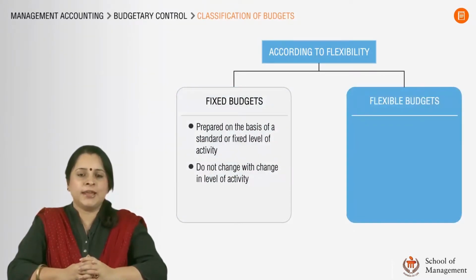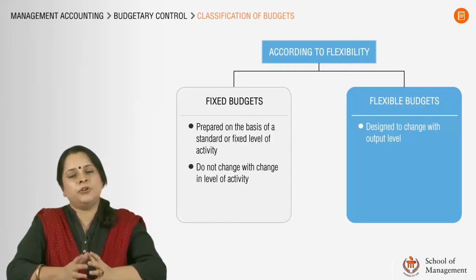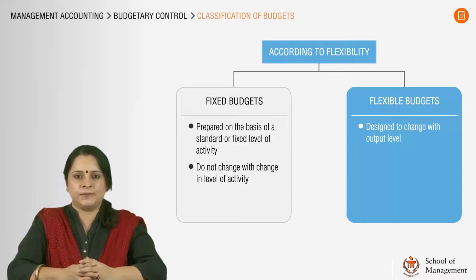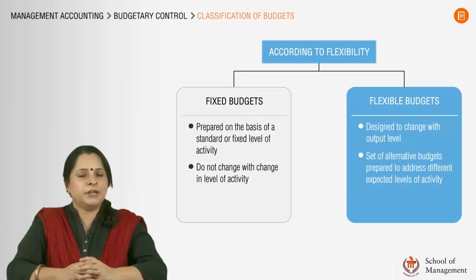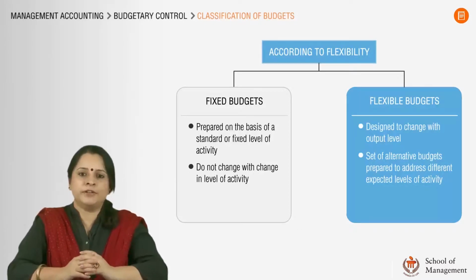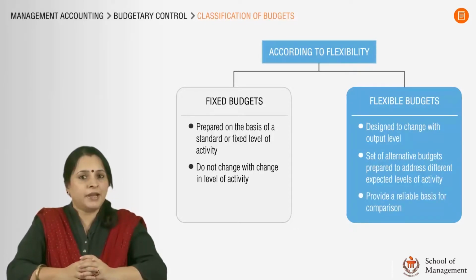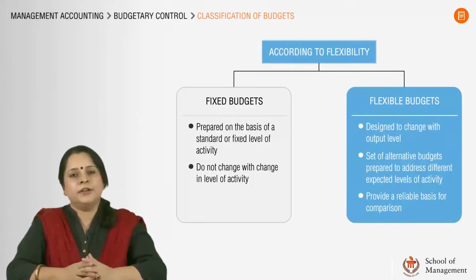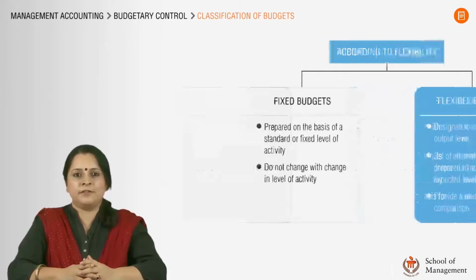Flexible budgets, on the other hand, are budgets that are designed to change in response to changes in the output level or capacity utilization. It's a set of alternative budgets prepared to address different expected levels of activity. These budgets provide a reliable basis for comparison because it's automatically geared to changes in activity level.